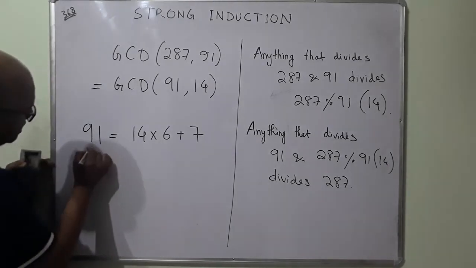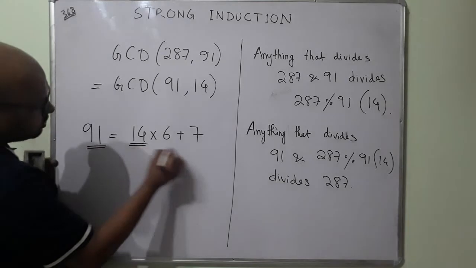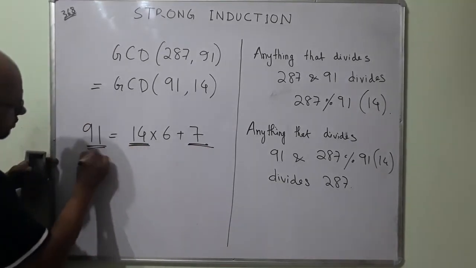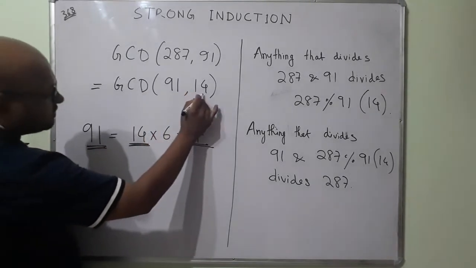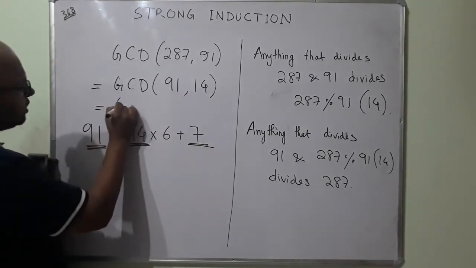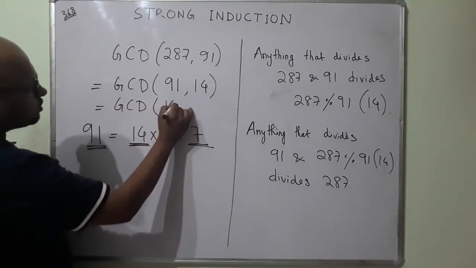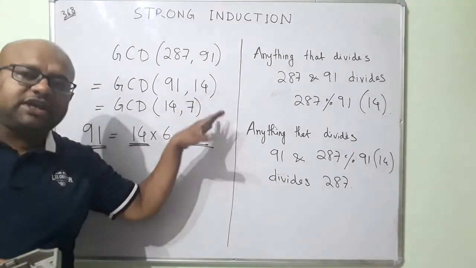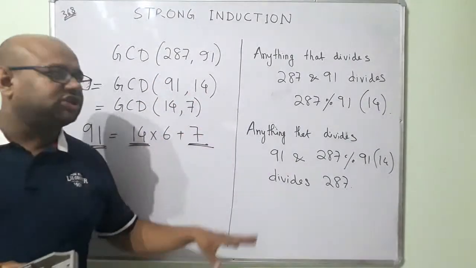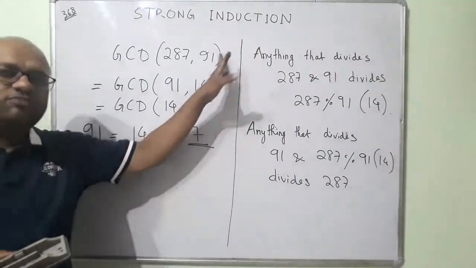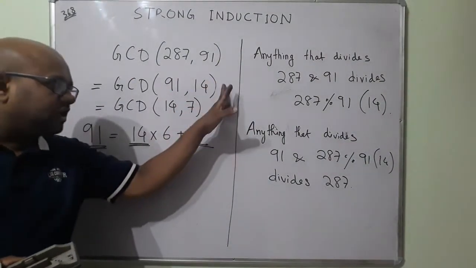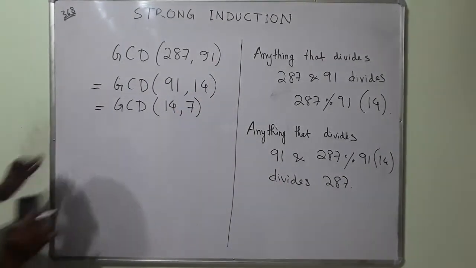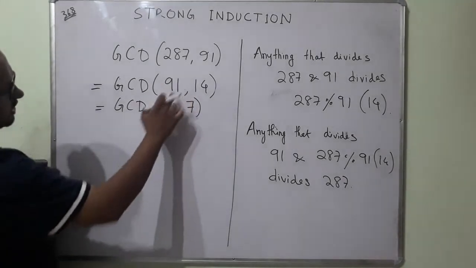Now anything that divides 91 and 14 must also divide 7, and anything that divides 7 and 14 must also divide 91. So the greatest common divisor of 91 and 14 must be equal to the greatest common divisor of 14 and 7. I am not going to explain this again. We applied the exact same logic which we applied to come from here to here. The same logic when applied goes from here to here. So the GCD of this is equal to this.